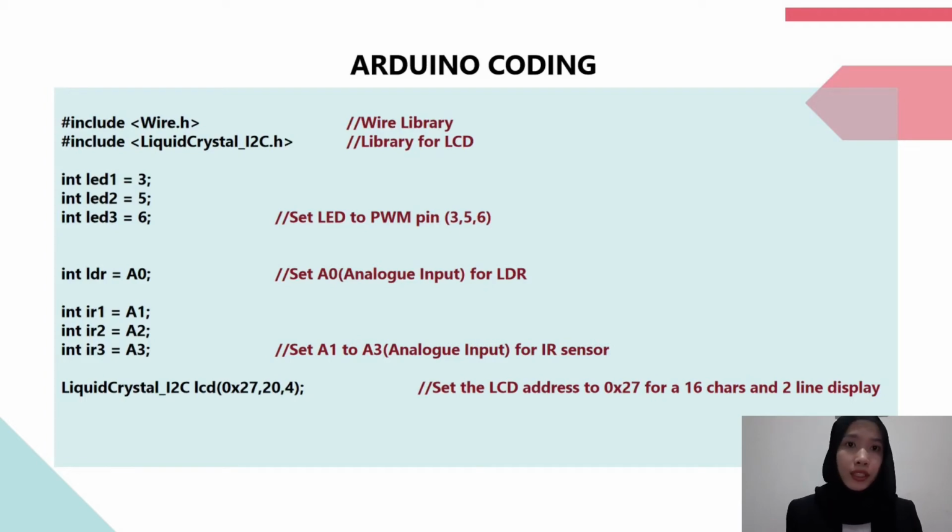The Arduino coding starts with importing the Wire library and LiquidCrystal library for the LCD. Next, we use int to define the integer for the LED, the LDR, and the IR sensor to each pin that is connected to them. And the next line of coding is to set the LCD address to 0x27 for a 16-character and 2-line display.